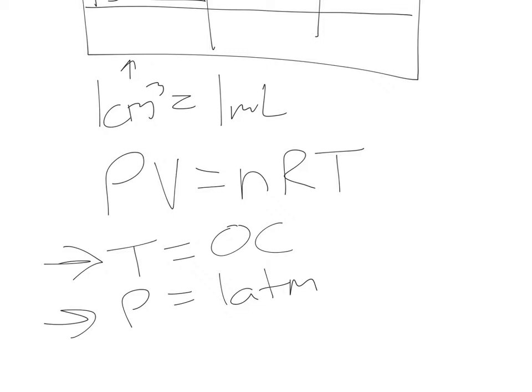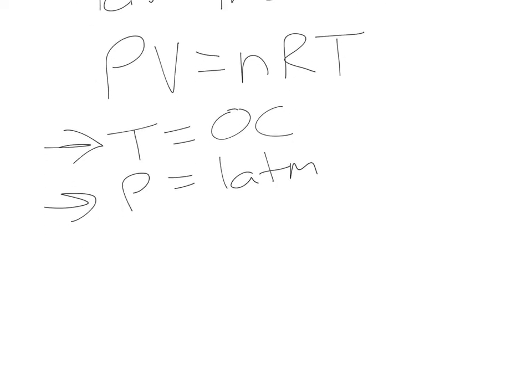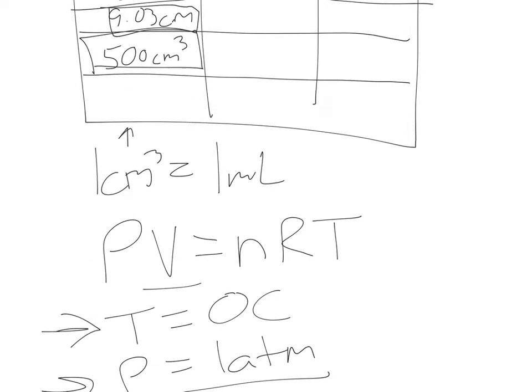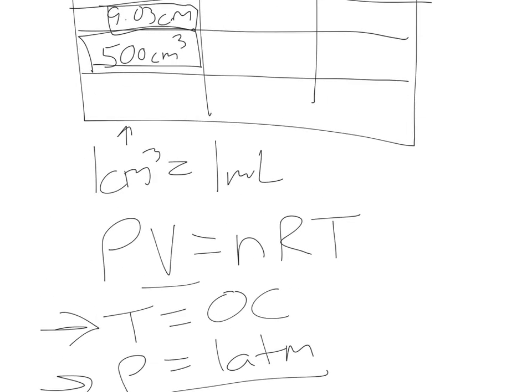And then number 5 is asking me for how many moles of gas. Okay, I can do that. Here are moles of gas. N, I want N, so I'm going to have to find everything else. P, pressure. They told me pressure is 1 atmosphere. Okay, so I got that. V, volume. I have volume. It's up here. It's 500 centimeters cubed.